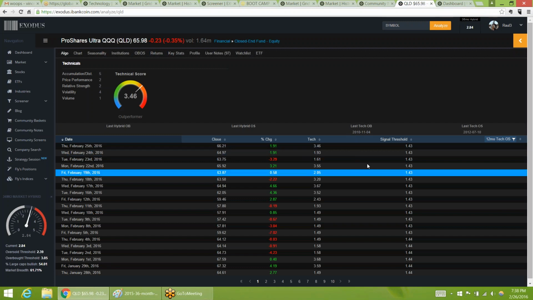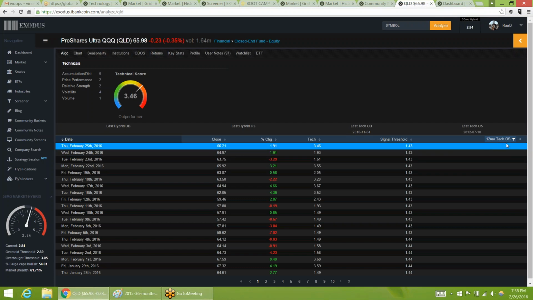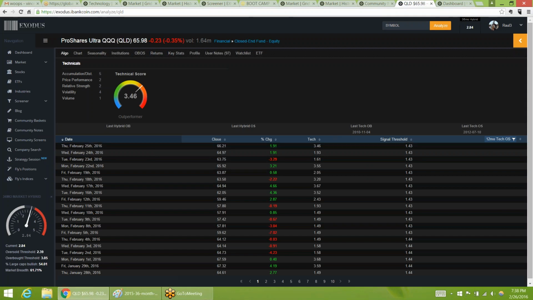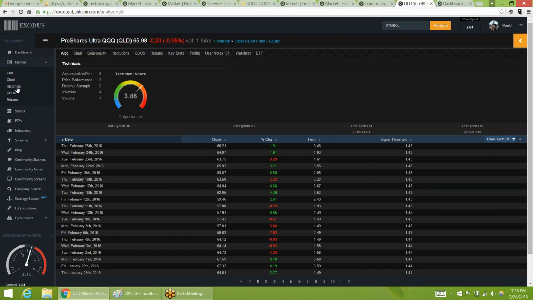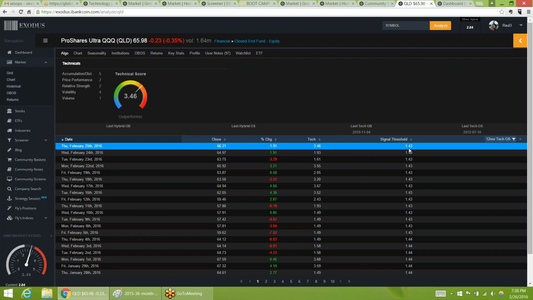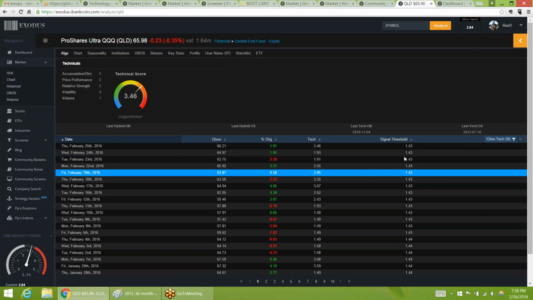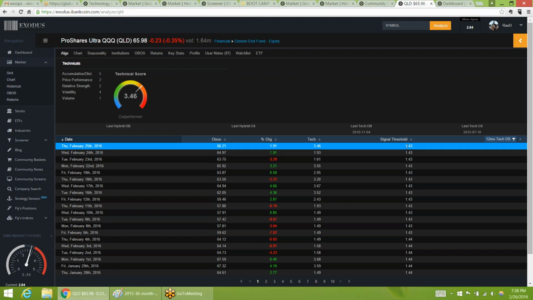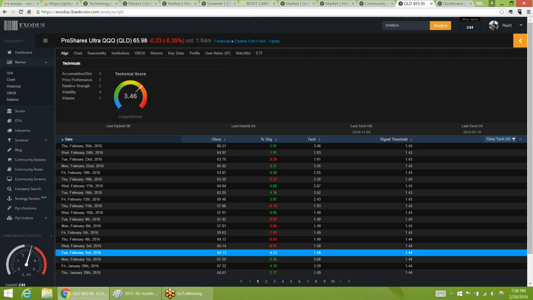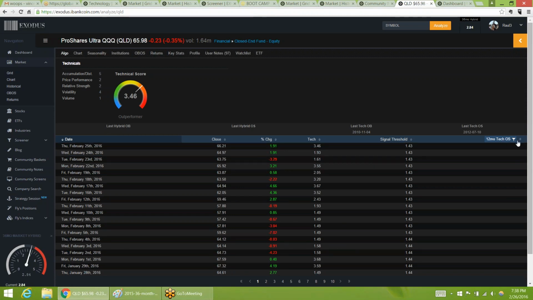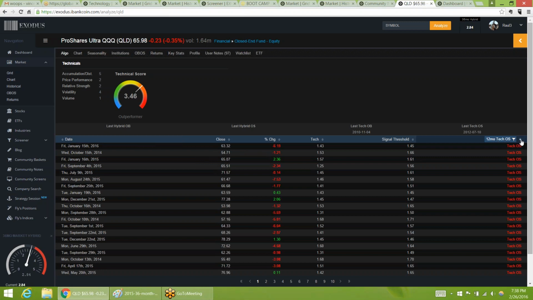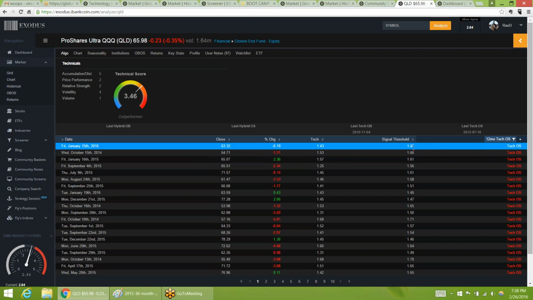So we just added this feature. It's really cool. These last two columns, just like the historical page on the market, you can look for individual stocks now, and you can see where the signal threshold is and when the last time was that it flagged. So we can sort. I can see all the times this was technically oversold.